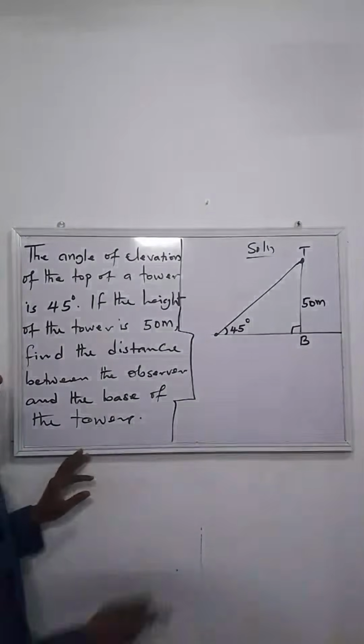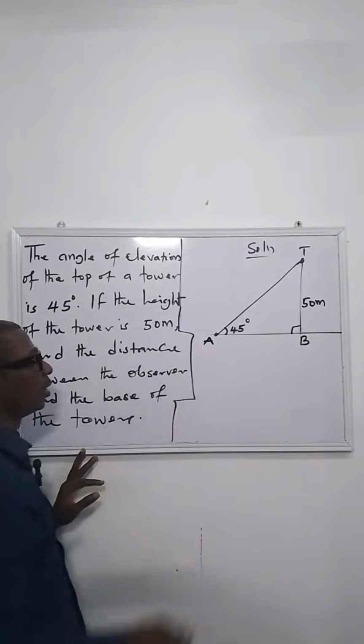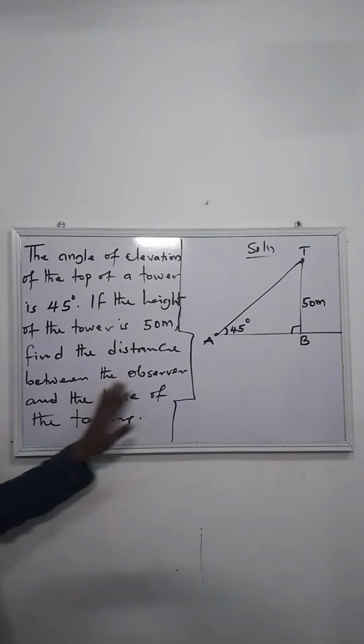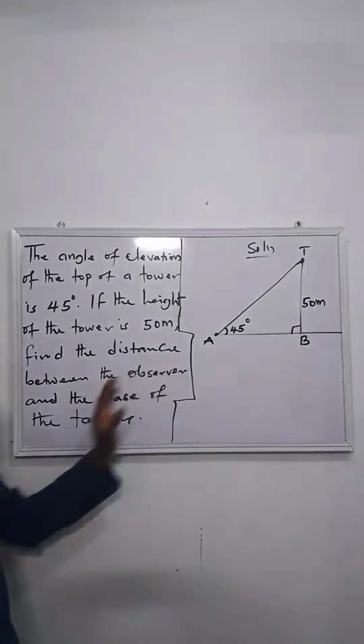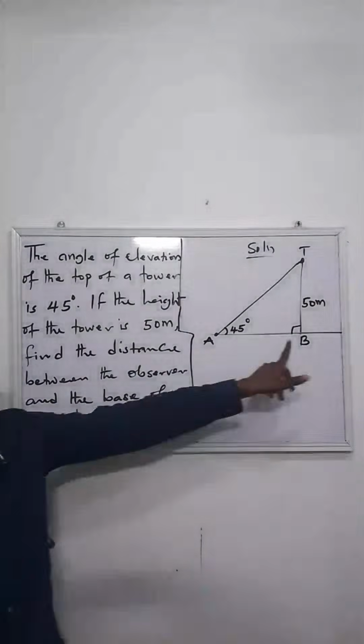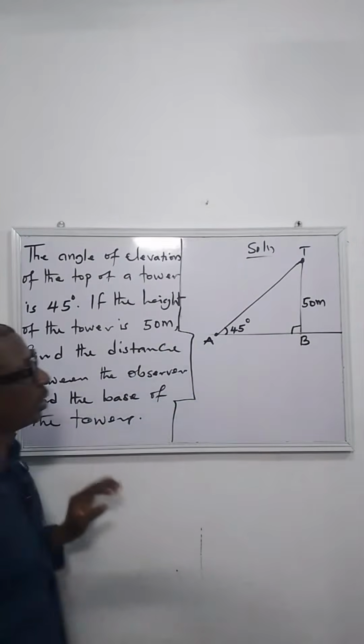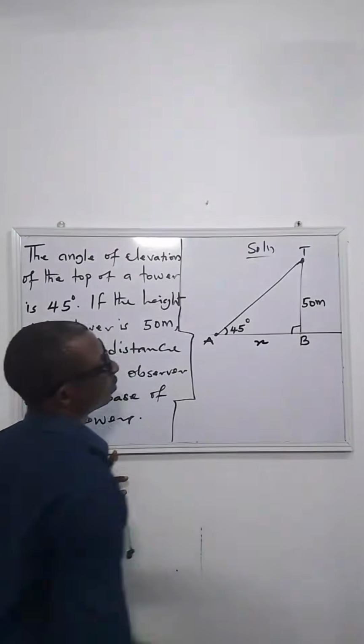All right, the question now is, let's call this place A. Now, what is the distance between the observer at point A now and the base of the tower? This is the base of the tower. So we need to get this. Now, let's represent this with X.